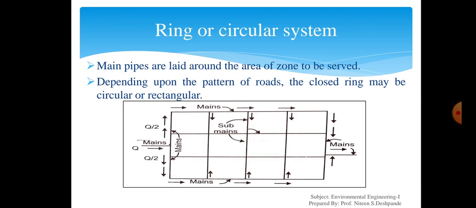The second type is called a ring or circular system. The main pipes are laid around the area of the zone to be served. In the diagram you can see that, depending upon the pattern of the roads, the closed ring may be of circular or rectangular type.